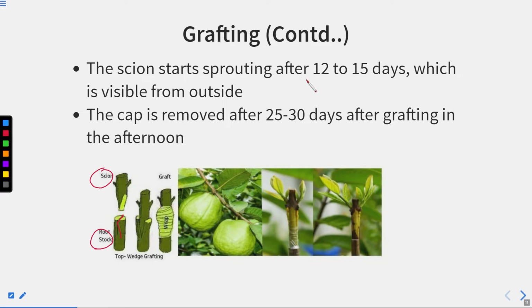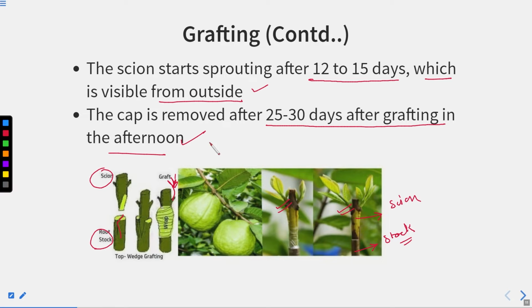The scion starts sprouting after 12 to 15 days, which is visible from the outside. So after 12 to 15 days, new branches emerge out from here like this. So here you can see new branches emerging from the scion part, and this is the rootstock, right? So the cap is removed 25 to 30 days after the grafting, in the afternoon. So you have to cover this with the help of the polythene bag, and after 25 to 30 days you can remove that polythene bag.